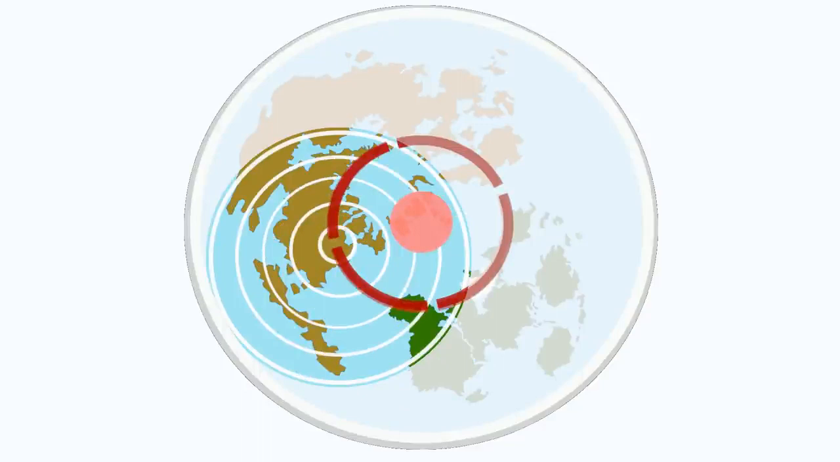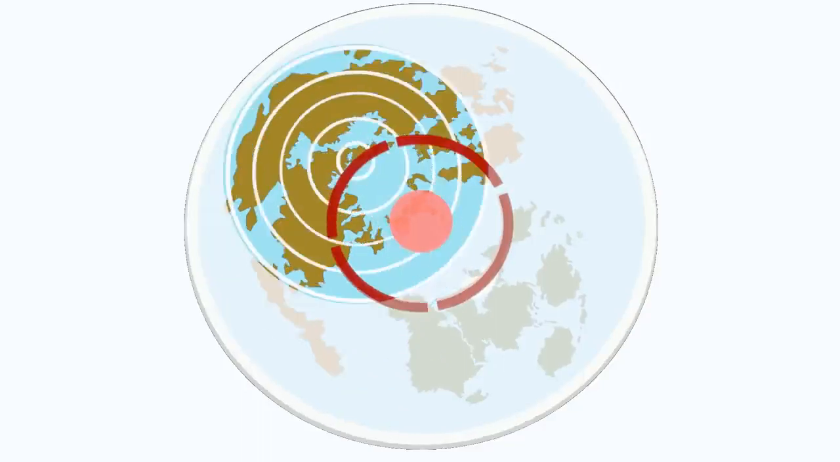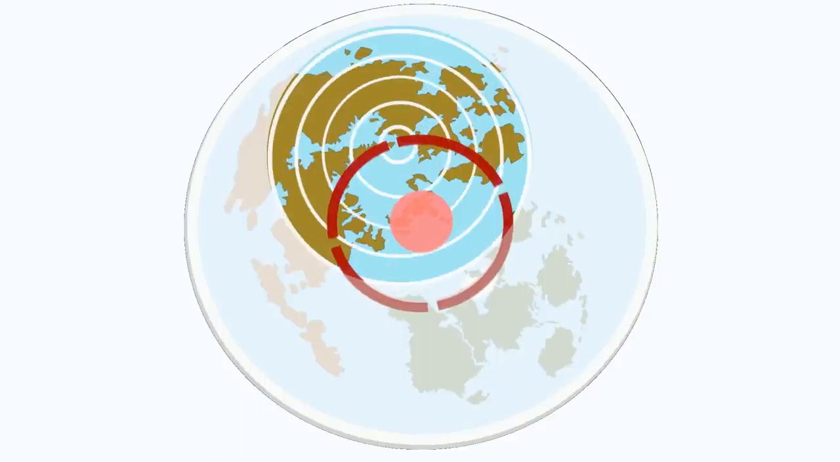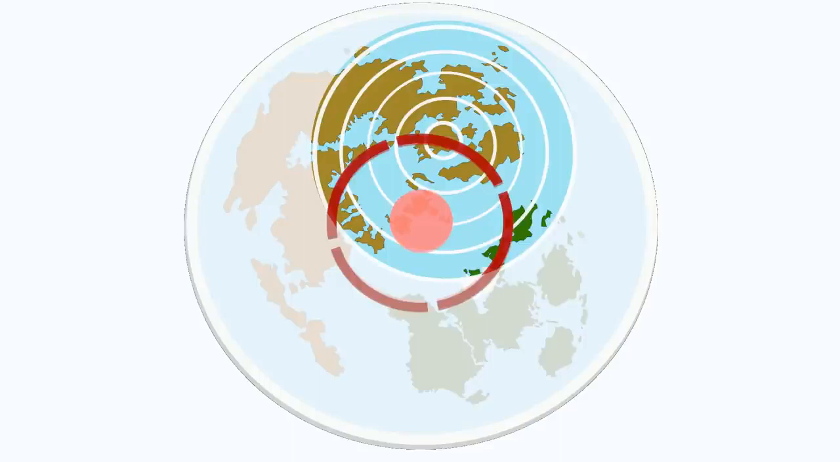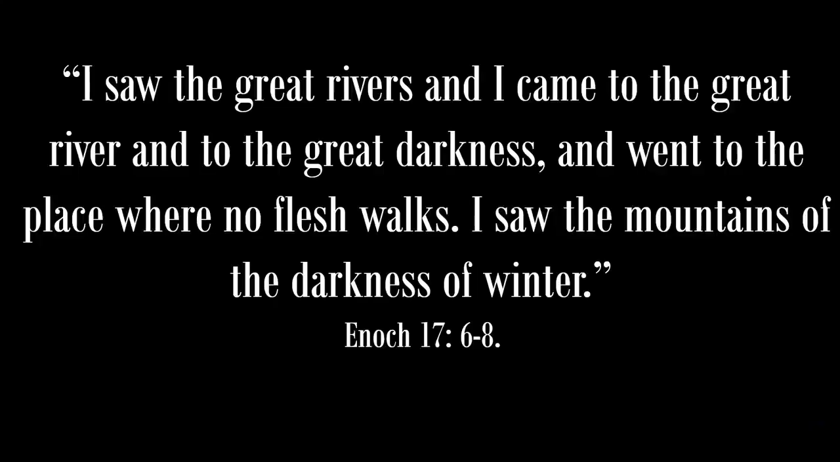All areas outside of our magnetic field will inevitably be frozen and dark due to the lack of sunlight. And this is consistent with what some of the scriptures have told us. I saw the great rivers, and I came to the great river, and to the great darkness, and went to the place where no flesh walks. I saw the mountains of the darkness of winter.